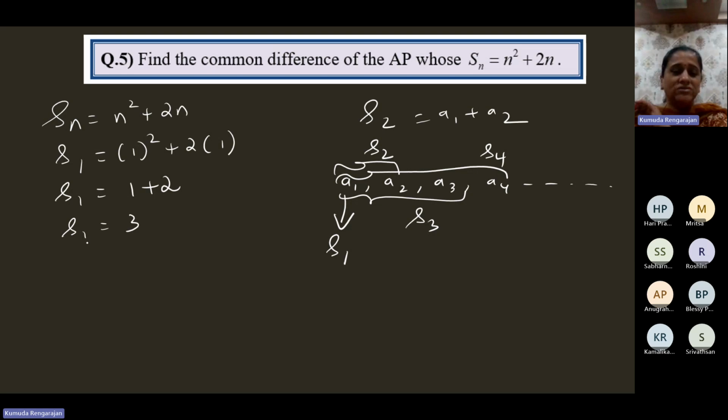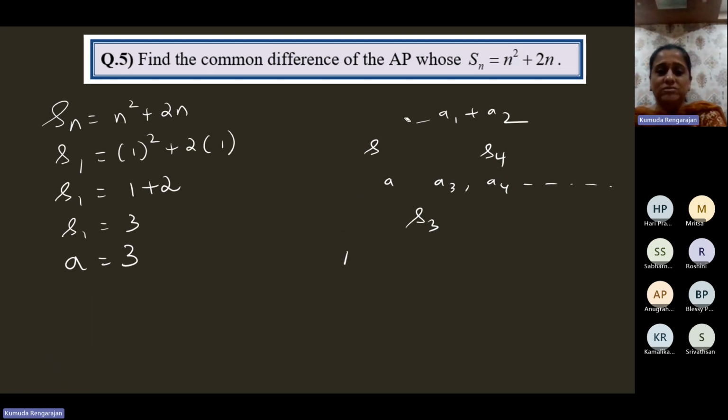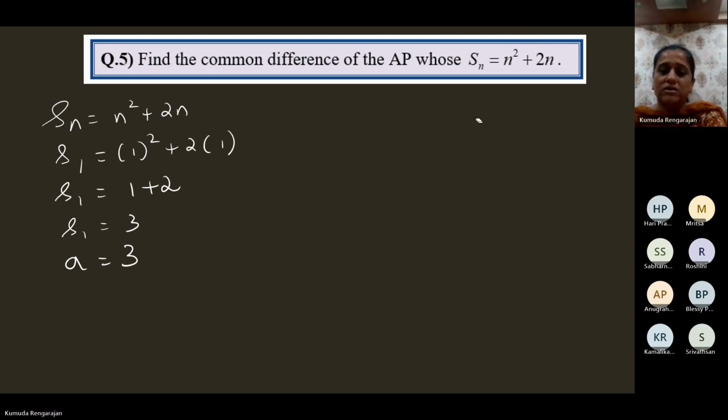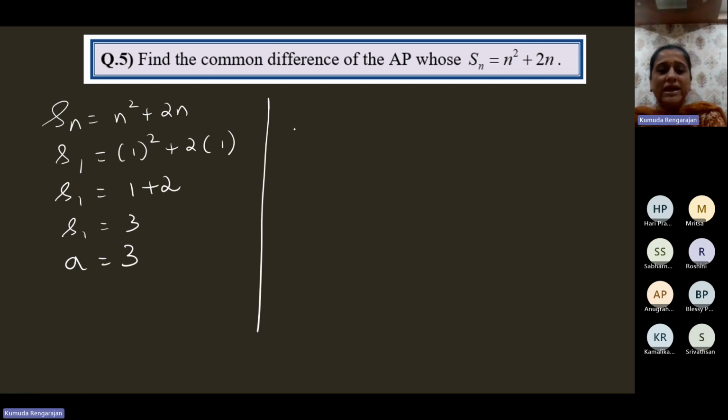So S1 means the first term of the AP is 3. S1 is nothing but A1. A1 is 3. A1 or a is 3. Okay, so we got the first term of the AP. Now we'll find the second term. We'll find S2. S2 is not the second term. We'll work out S2.